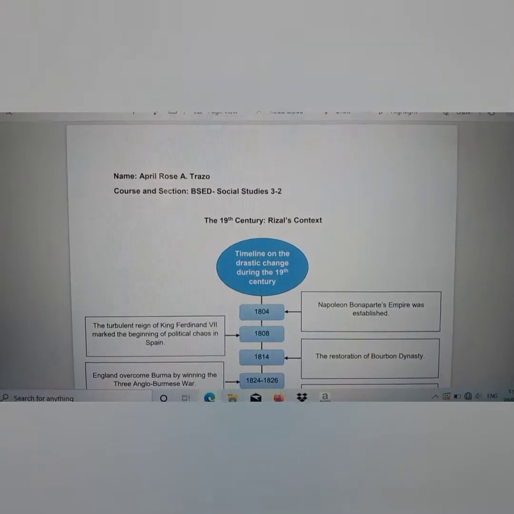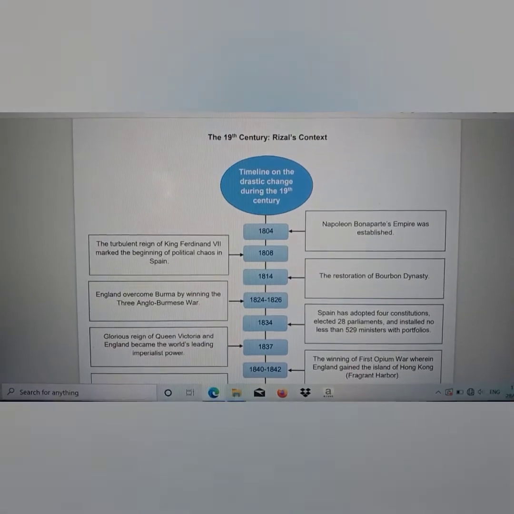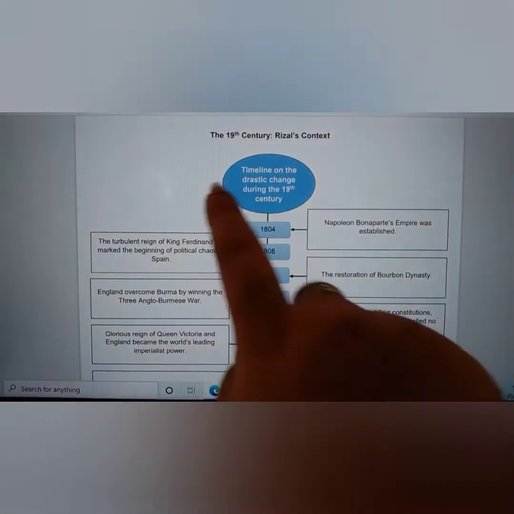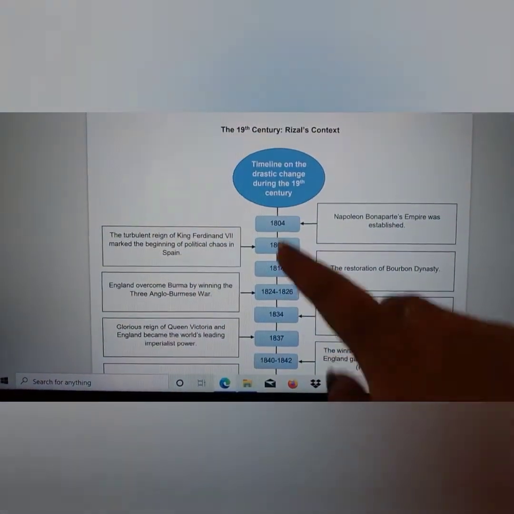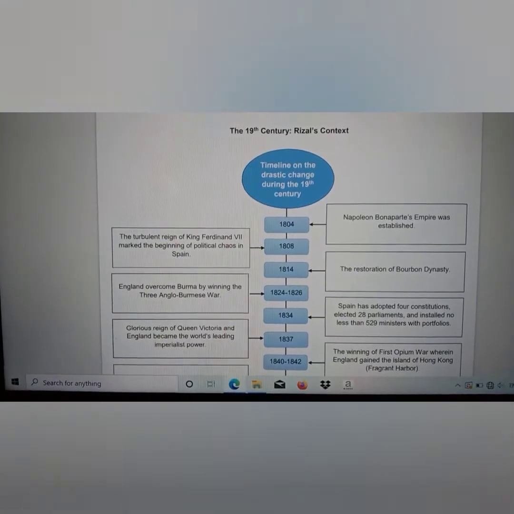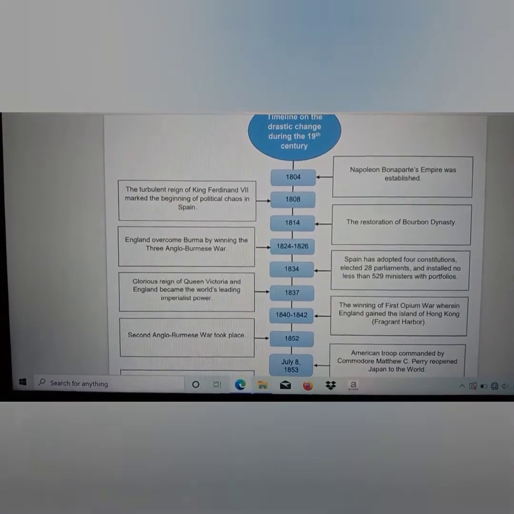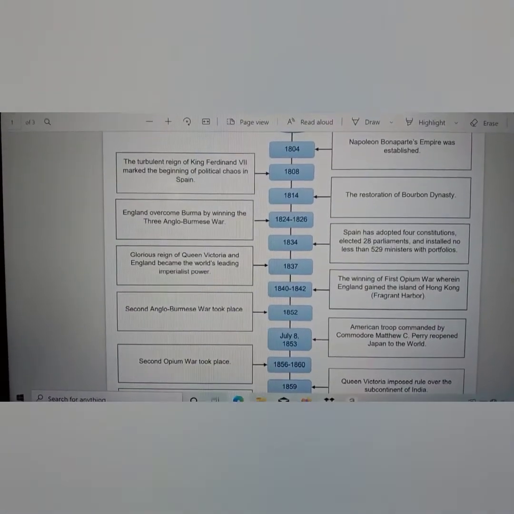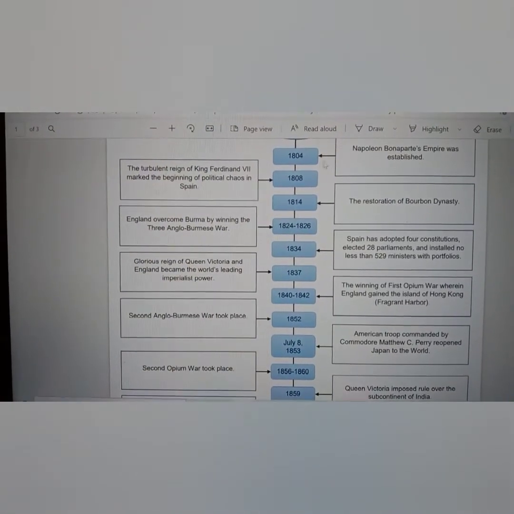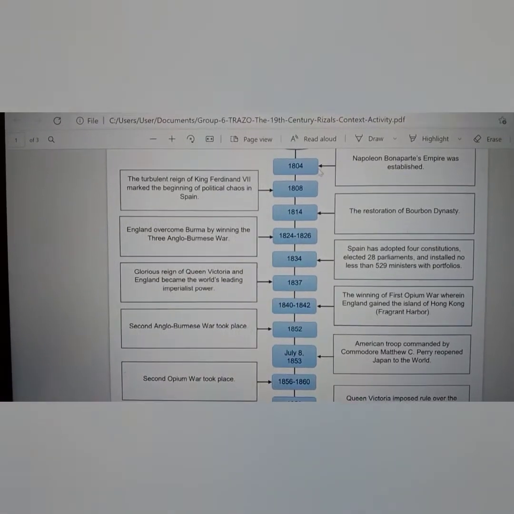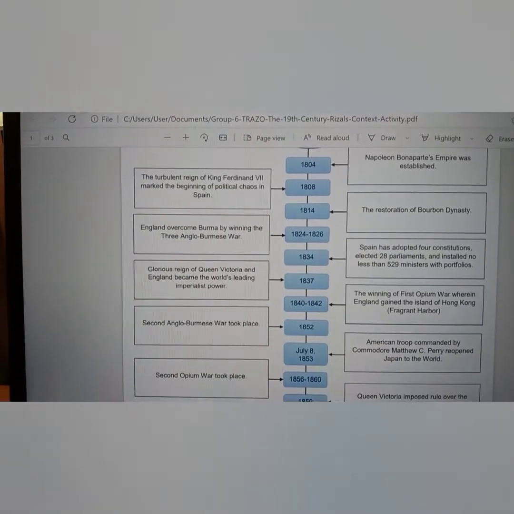So this is the work of Trazo. As you can see, she used creativity with her work. Like she uses this big circle here, like the title. She uses a good choice of color, blue, light blue. In this way I can see the year correctly, and she uses arrows for me to know the indication of each year and what events happened in that year.